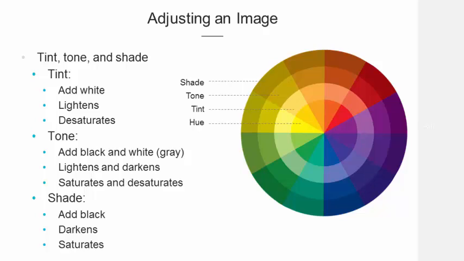So adding white will lighten and desaturate a color, and if we follow out on this wheel, tone will add both white and black, or gray if you think about it, and to a certain degree, to however much you ask for, can both lighten and darken and saturate and desaturate a color. And then shade on the outside is just adding black. Obviously it'll just darken it and it will saturate that color.